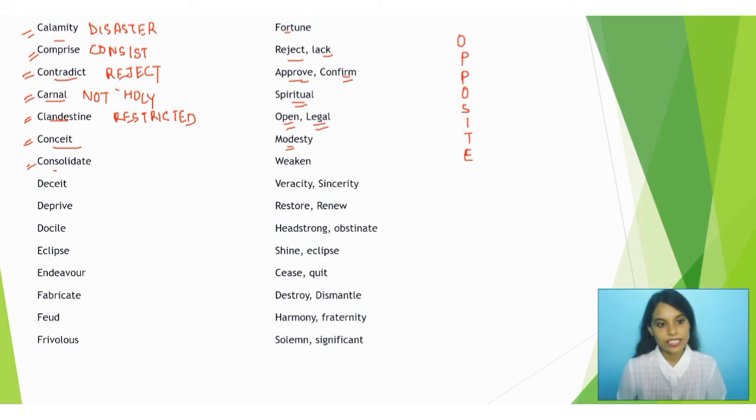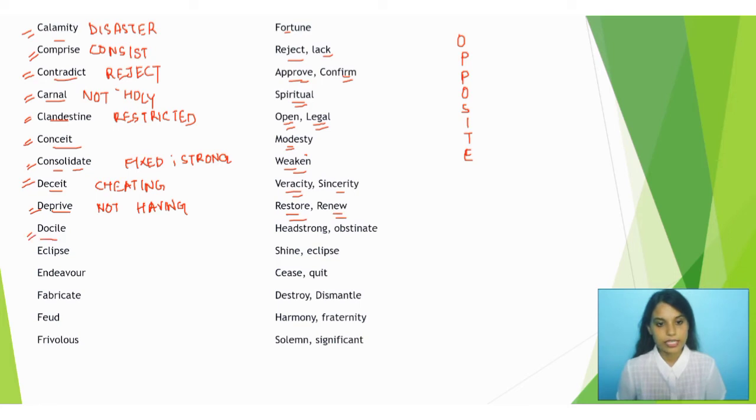Next word is consolidate. Consolidate means strong, fixed, you can say. Fixed, I'm writing. Then strong also, you can say. And the opposite is weaken. Next, deceit. And the opposite is sincerity, veracity. Deceit, you can say cheating. Next, deprive. Like not having a particular thing. That's deprivation. And the opposite is to restore or renew.